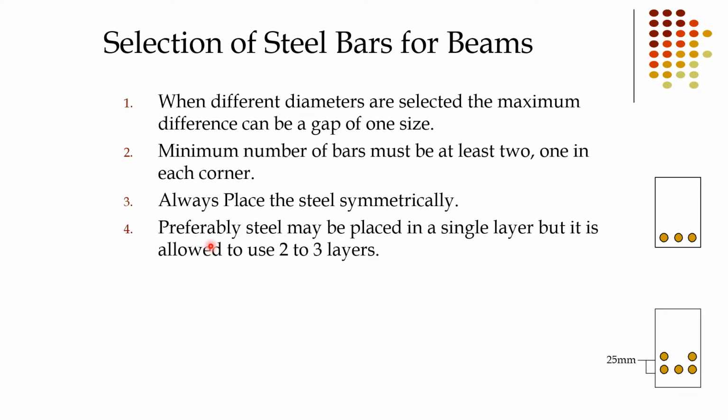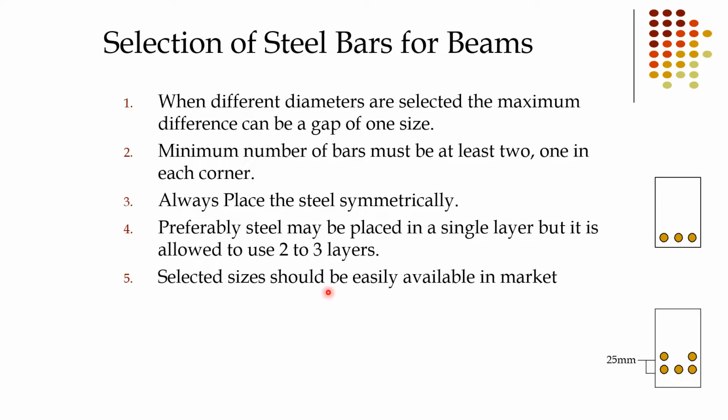Fourth point, preferably steel may be placed in a single layer, but it is allowed to use 2 to 3 layers. Here you can use only one layer, but if you have to provide a greater number of bars, you can use 2 and even 3 layers. And for the gap, you have to provide a 25 millimeter gap between 2 layers.